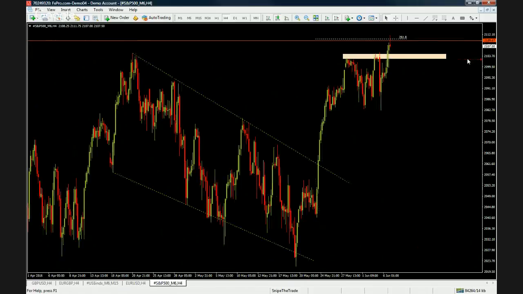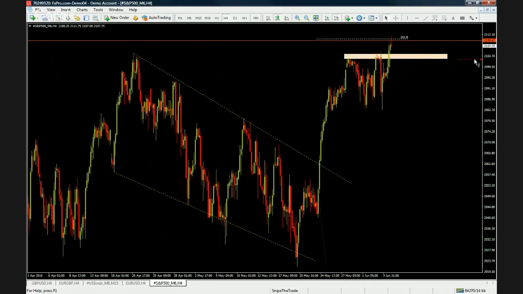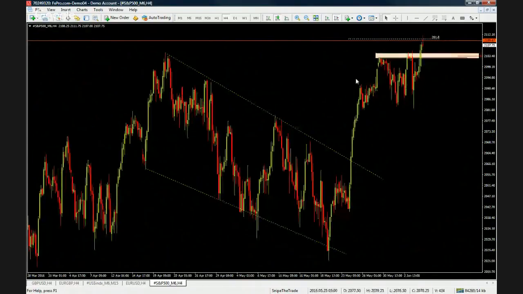So I'm going to put an alert right here at the zone. And if we get down to the zone, I'm going to analyze the book. I'm going to analyze this chart fully, but really for the time being, I'm just waiting for some reactions.